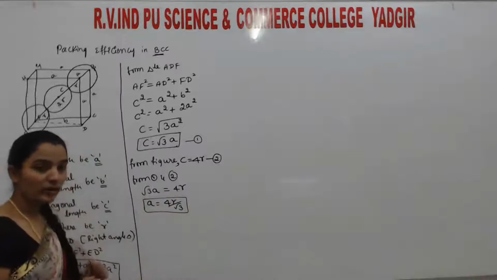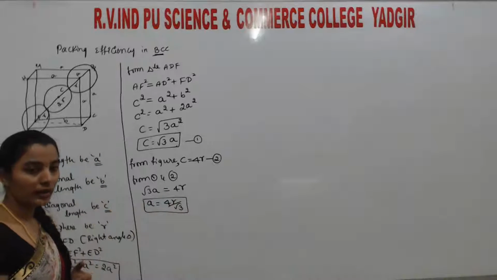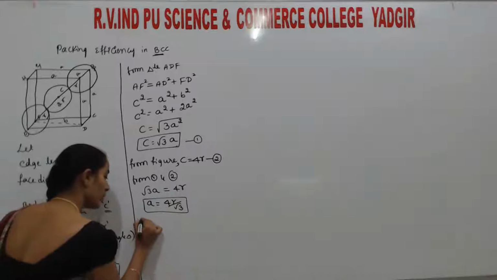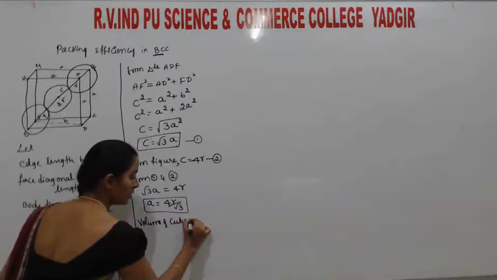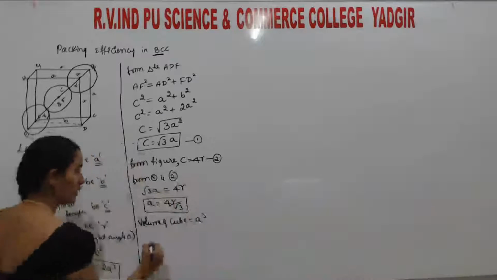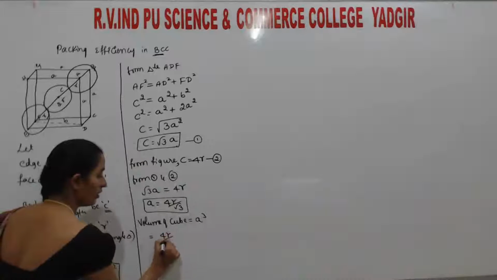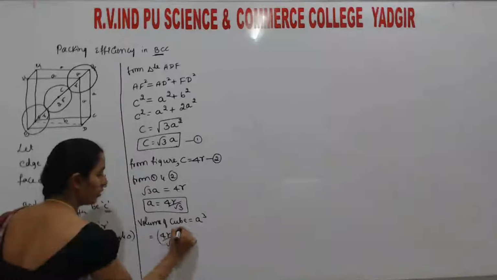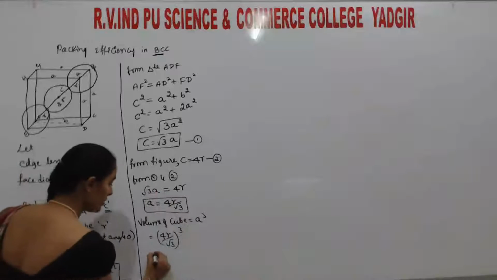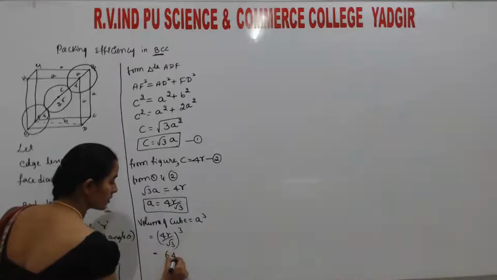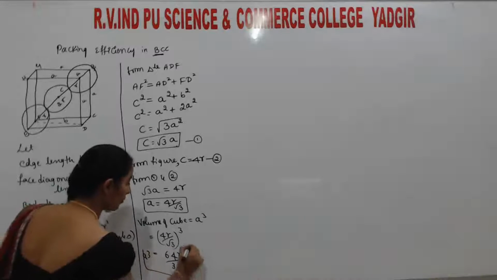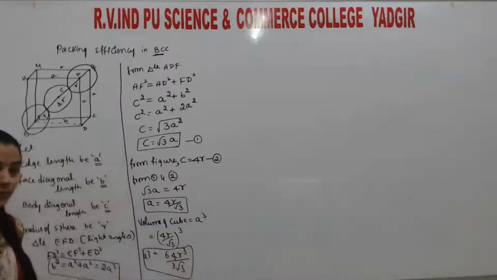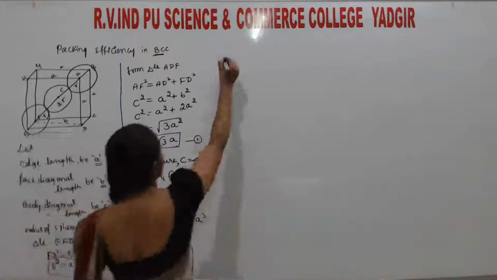Once we have the edge length, we need to calculate the volume of the cube. Volume of cube is equal to a cube. So a is 4r divided by root 3. That is 4 fours are 16, 16 fours are 64, r cube divided by 3 root 3. This is a cube, the volume of the cube. Next.